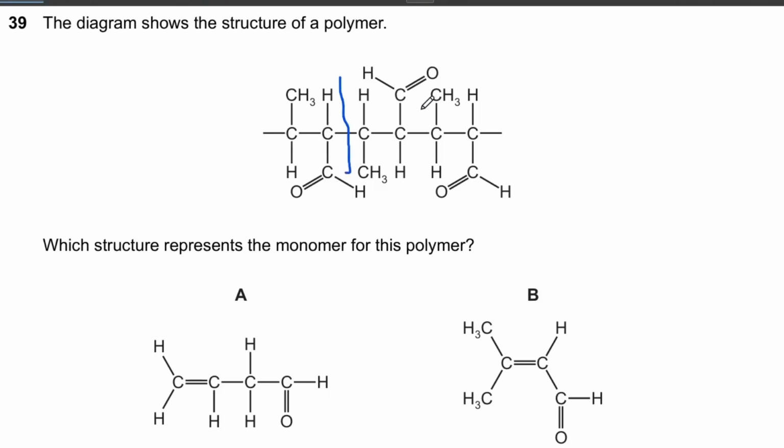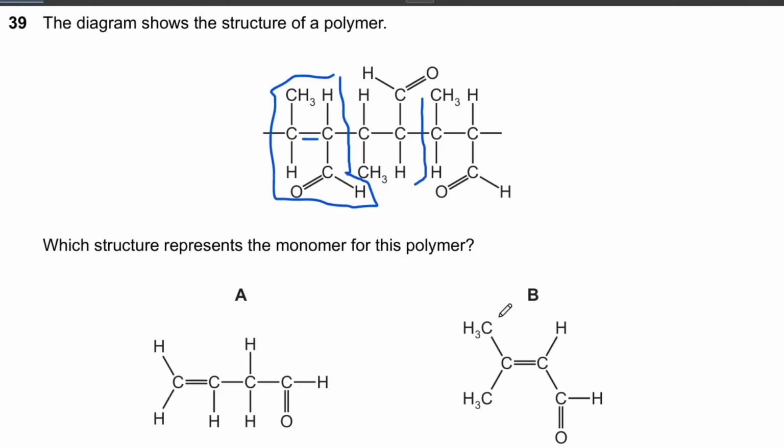This is one repeat unit. This is another repeat unit. So let's just take this one repeat unit, and then we restore the double bond that was broken so that we can get the monomer. So we look at our options to see which is correct. Now here we have our CH3, but here it starts with CH2. So this is wrong. Option A is wrong.